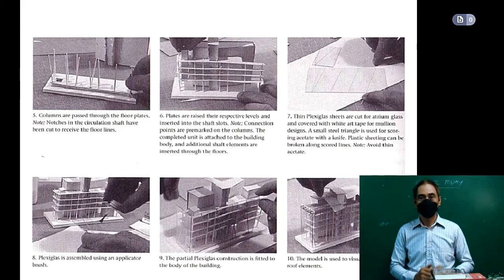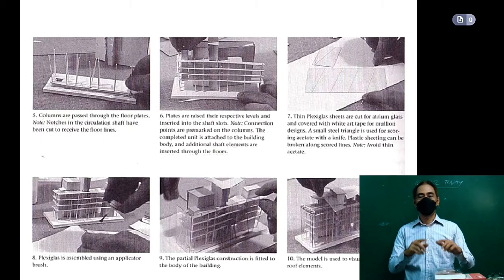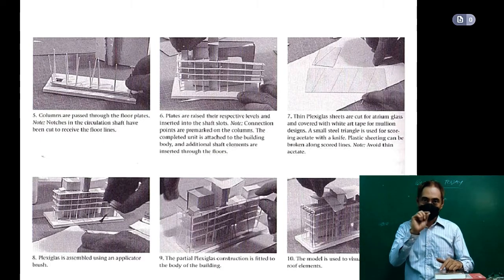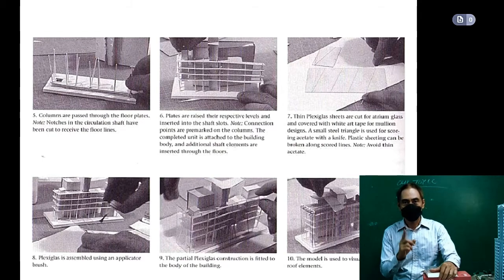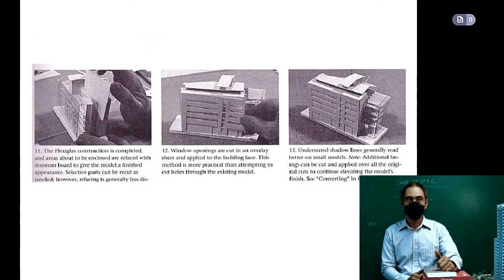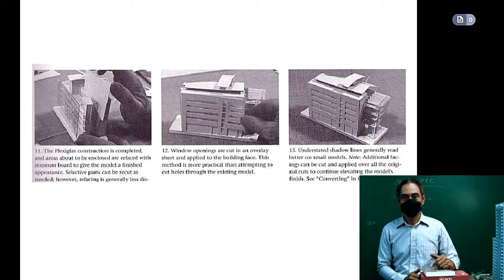At number eight, plexiglass is assembled using an applicator brush. At number nine, the partial plexiglass construction is set into the body of the building. At number 10, the model is used to visualize terminating roof elements. Number 11, the plexiglass construction is completed and the areas about to be enclosed are refaced with museum board to give the model a finished appearance.